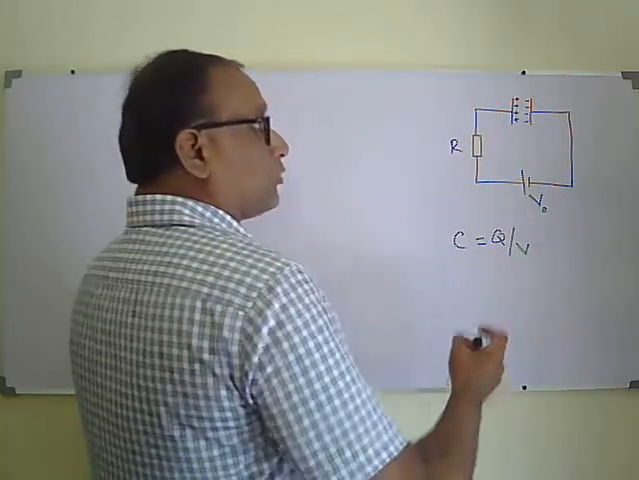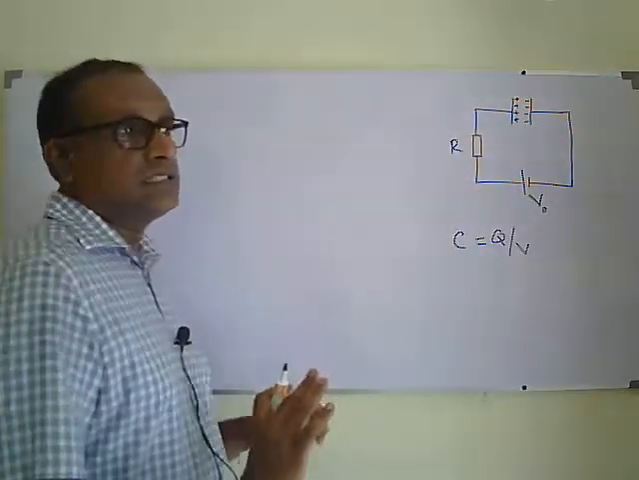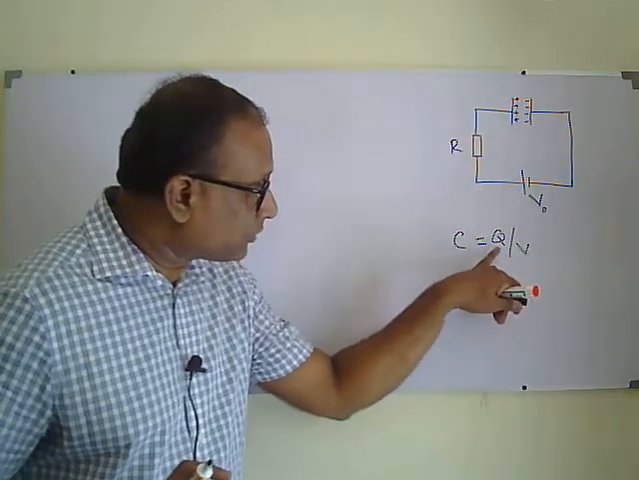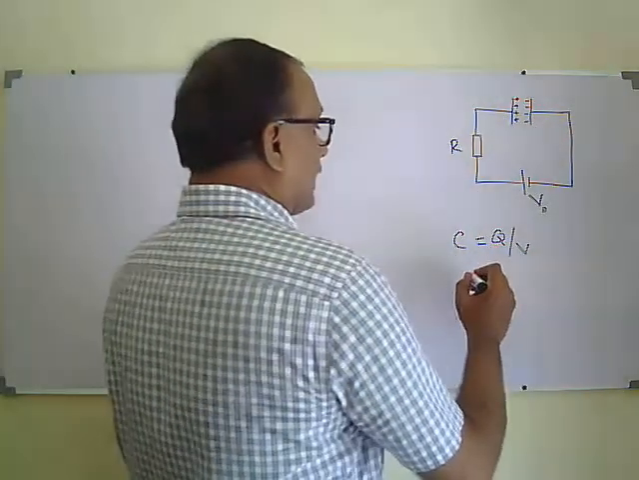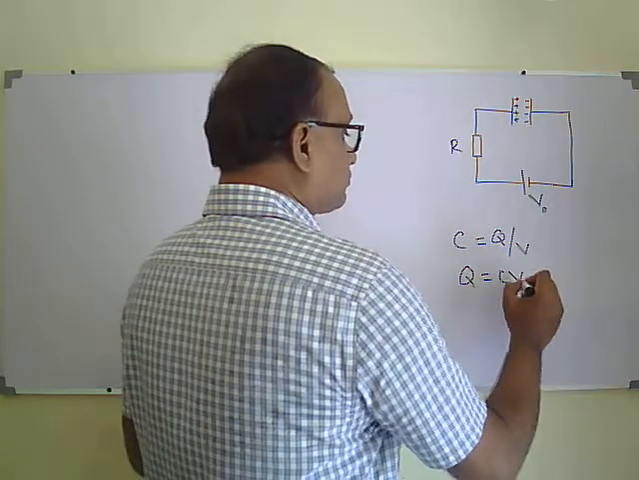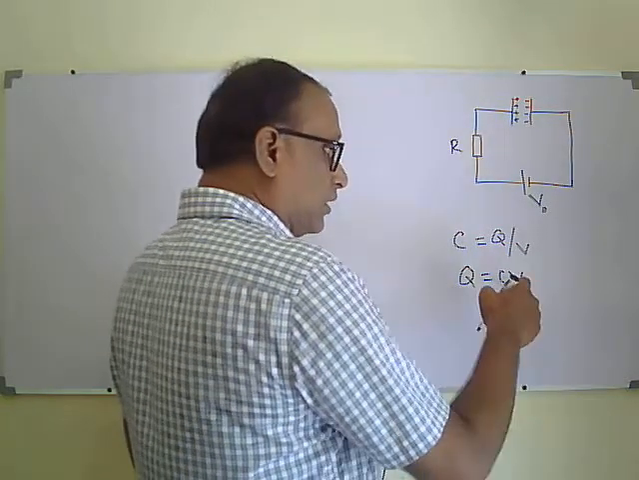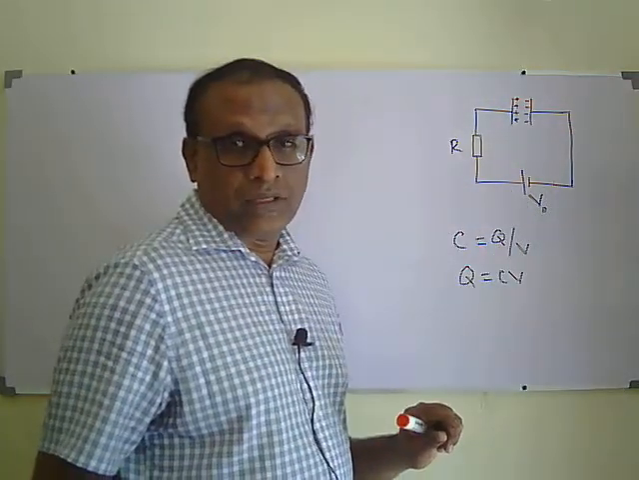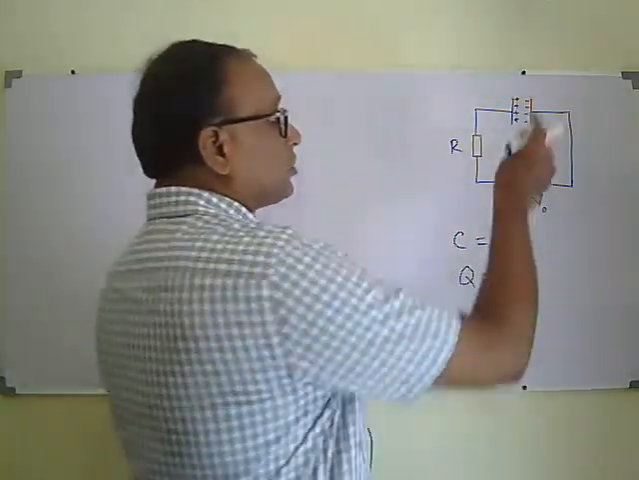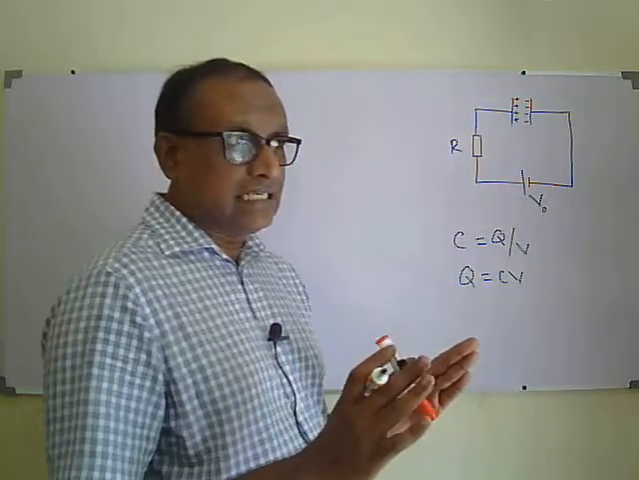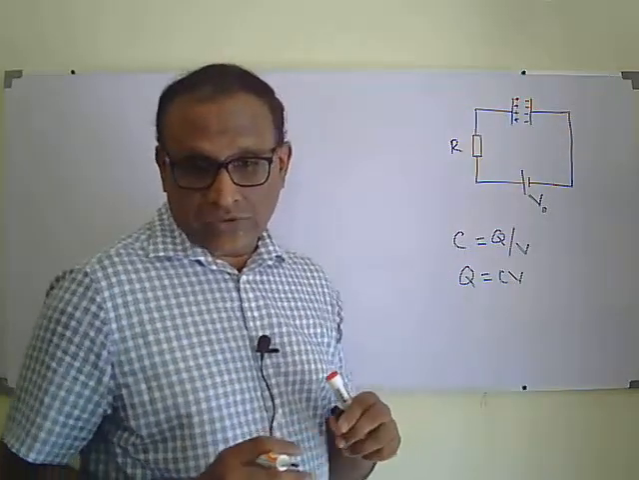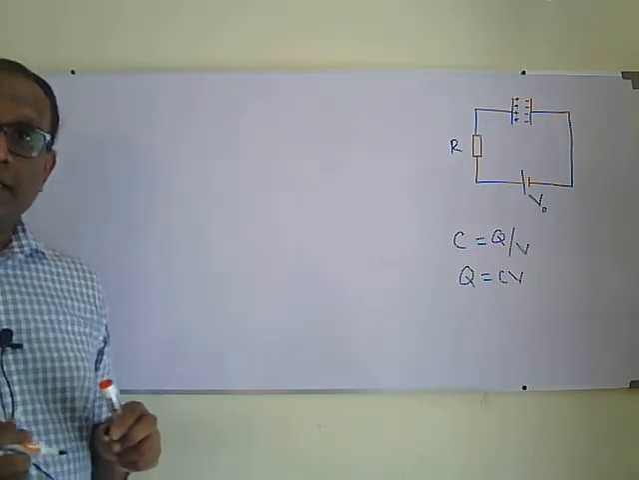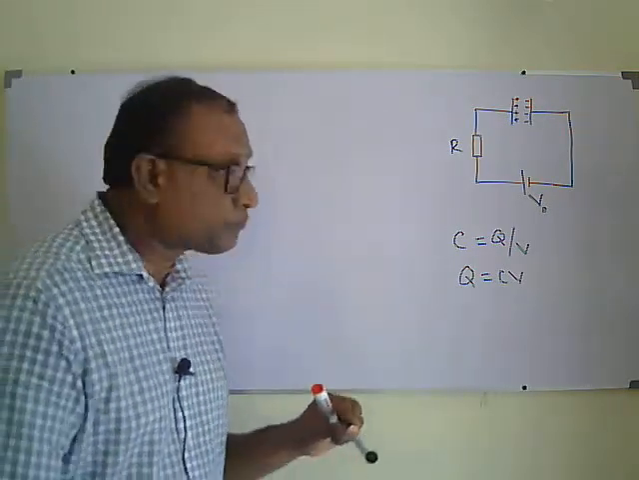During the charging process, initially there was no charge, so the voltage will be equal to 0. Because Q is 0, from Q equals CV, if Q is equal to 0, V is equal to 0. It has no charge initially. So when t equals 0, the voltage across the capacitor will be equal to 0.